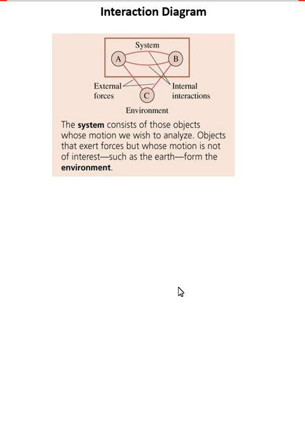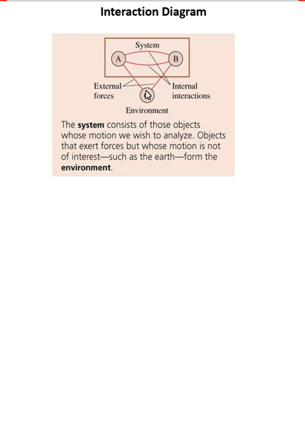Okay, so one of the conceptual tools in this chapter is an interaction diagram. The key idea here is that we typically have a system that we want to analyze. So for example, box A and box B in the previous example would have been an example of such a system. And in that system, there will be forces between the two objects. Those are considered to be internal interactions.